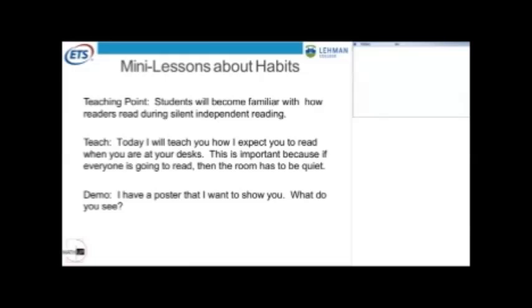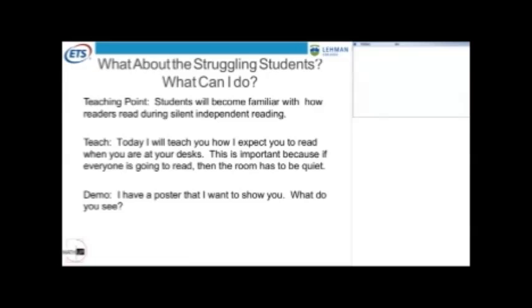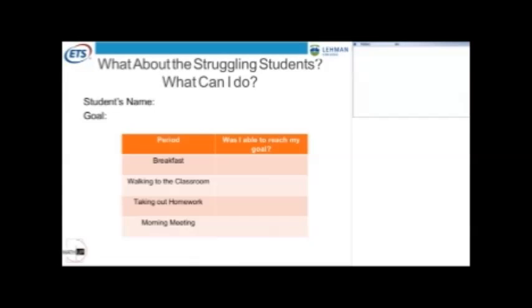And in this imaginary mini lesson, the teacher developed a poster, and the poster has a drawing of a child reading during independent reading, and the kids discuss that. Another way of doing it is acting it out. So with these structures, sound, seating, anchor charts, and mini lessons, most of the class will get a clear idea of what to do, but there will always be struggling students. So what can you do?